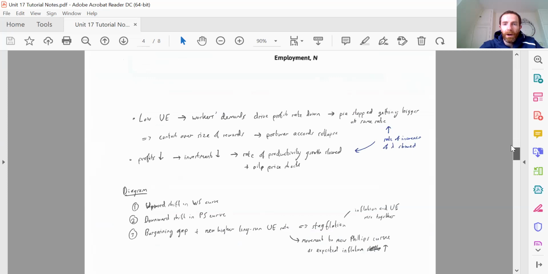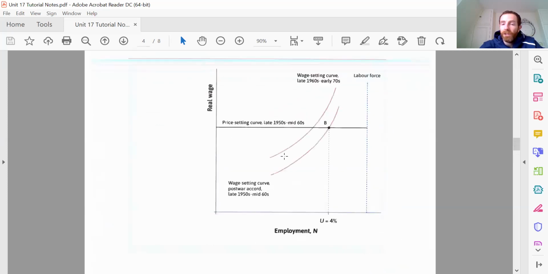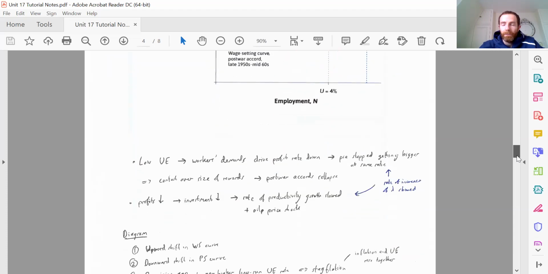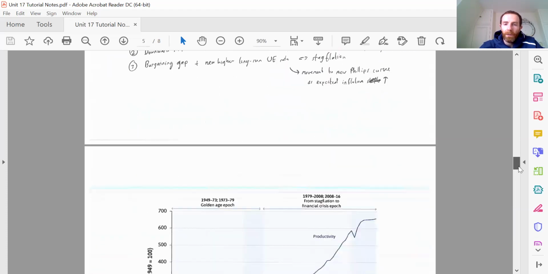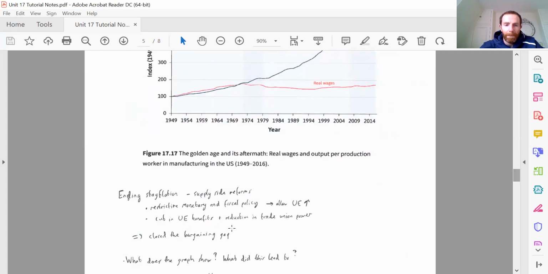Why to close the bargaining gap? Because they would have shifted this wage setting curve back down and moved us back to, say, this equilibrium here and get rid of that bargaining gap. So that is how we think stagflation was really brought to an end, through this combination of different policies that closed this bargaining gap and therefore put an end to rising inflation.